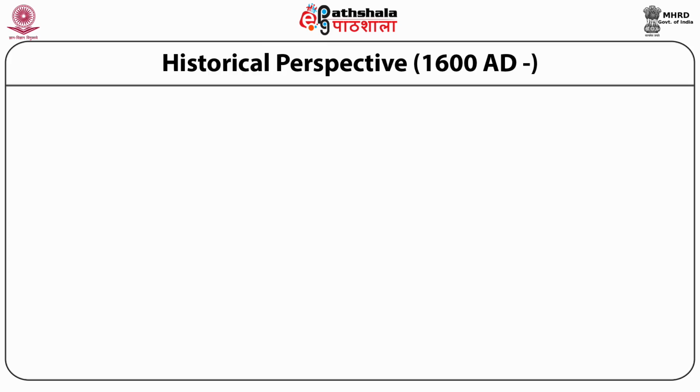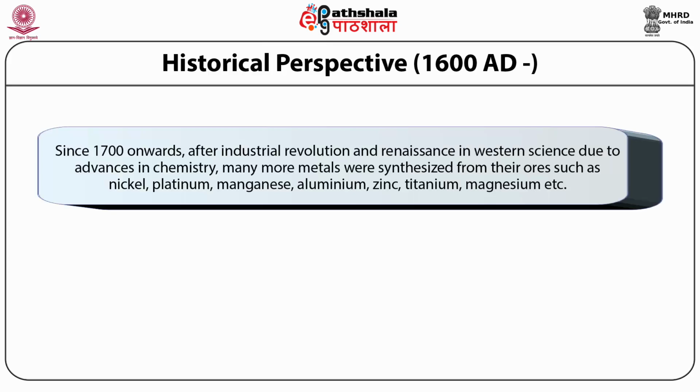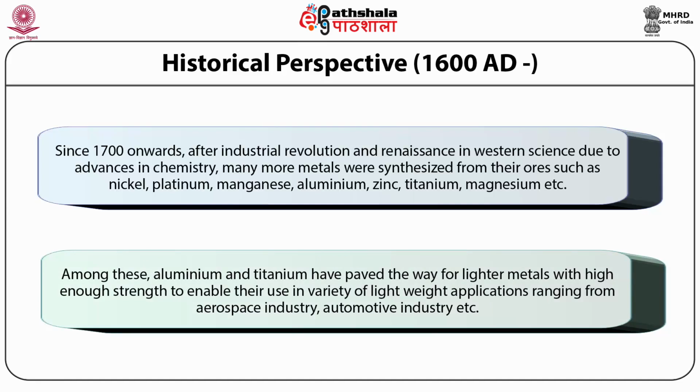Historical perspective from 1600 AD onwards. Since 1700 onwards, after the Industrial Revolution and Renaissance in Western science, due to advances in chemistry, many more metals were synthesized from their ores such as nickel, platinum, manganese, aluminium, zinc, titanium, magnesium, etc. Among these, aluminium and titanium have paved the way for lighter metals with high enough strength to enable their use in a variety of lightweight applications ranging from the aerospace industry, automotive industry, etc.